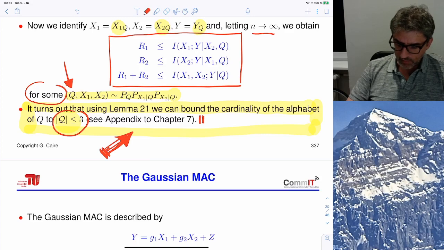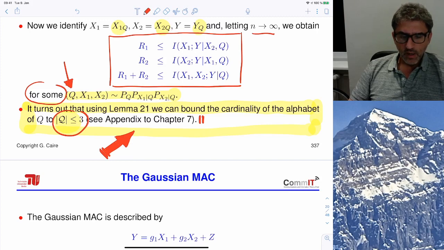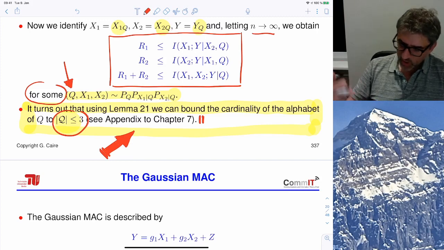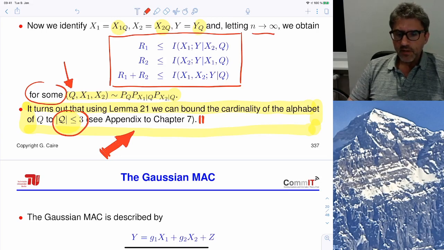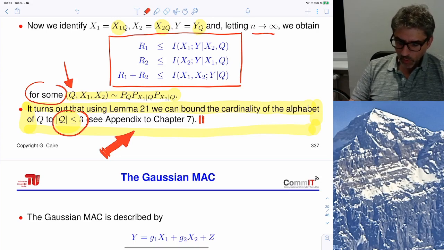To be honest, it is very much for specialists. I don't think that most of you, unless you do a PhD on information theory, will have to prove a cardinality bound in your life. But it's interesting to see how these things work because it somehow gives substance to this result. So we postpone the proof of cardinality bounds to later.